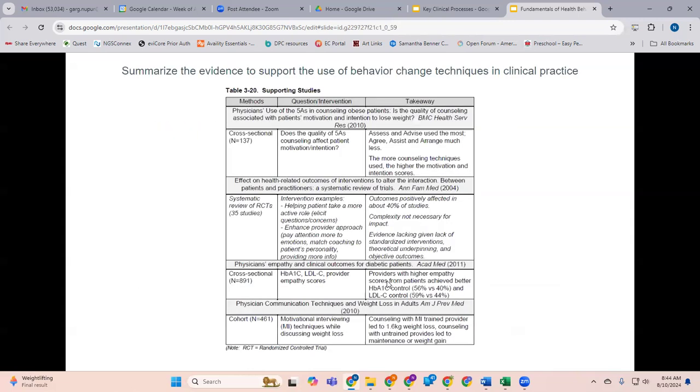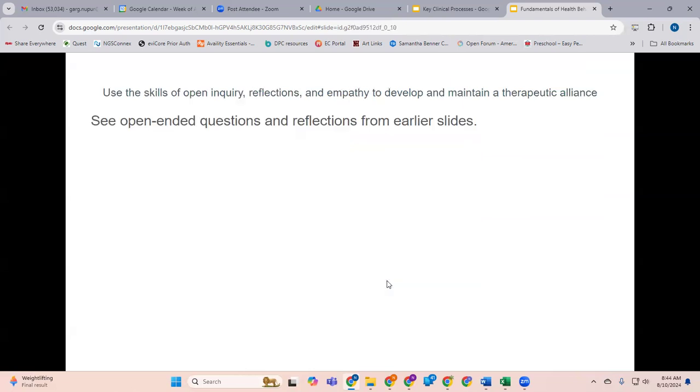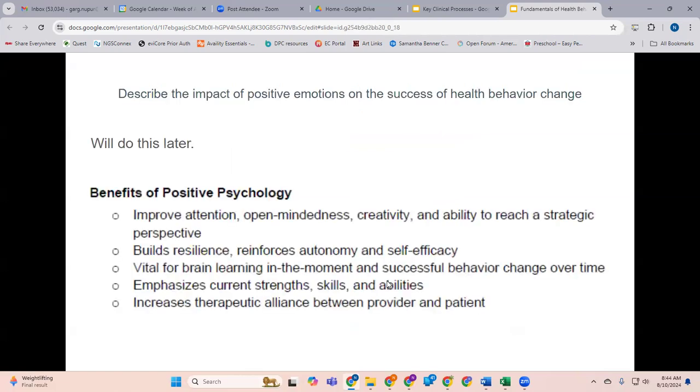Okay, the next one is to summarize the evidence to support the use of behavior change techniques in clinical practice. This is not necessarily tested, so I wouldn't focus too much on this. Use the skills of open inquiry, reflections, and empathy to develop and maintain a therapeutic alliance. We did all of that in the therapeutic alliance slide: open-ended questions, empathy.